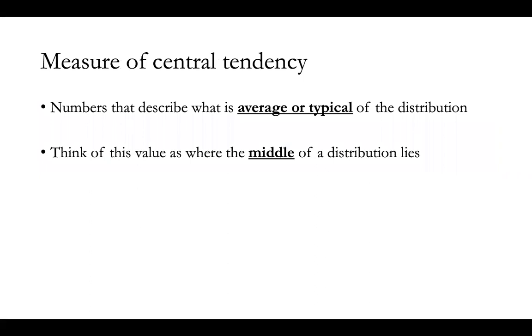What's a measure of central tendency? These are numbers or observations that describe what's average or typical along a distribution. So you can think of this value as where the middle of a distribution lies. All 3 measures are trying to get at this concept, but how we get there is slightly different depending on which measure we have in mind.